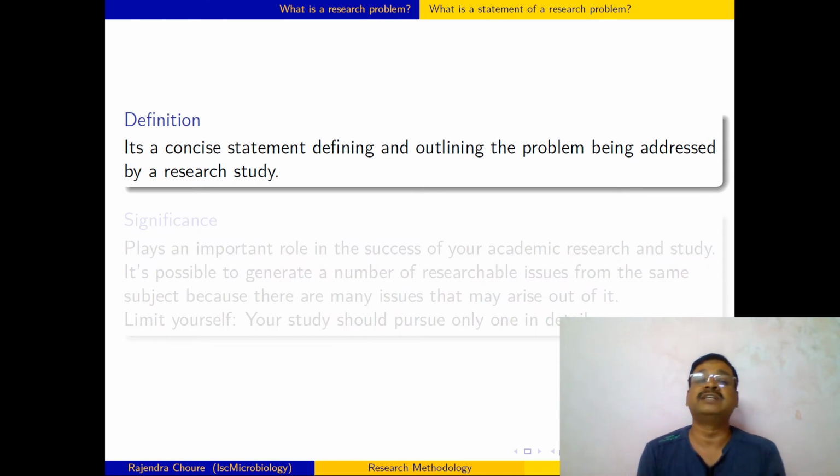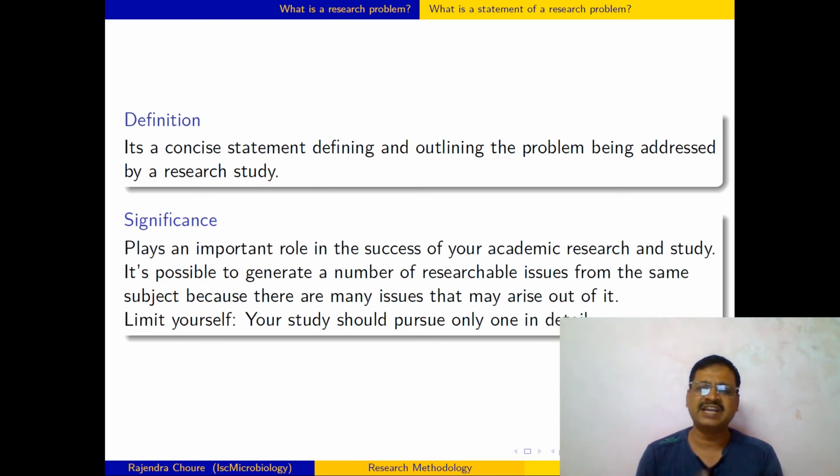Then, the definition of a research problem: it's a concise statement defining and outlining the problem being addressed by a research study. And what is the significance? It plays an important role in the success of the academic research. It's possible to generate a number of researchable issues from the same subject. If it is a broad one, many problem statements can be defined, but these many issues can be tackled separately. You have to limit yourself. Your study should pursue only one in detail so that you will be able to do justice to the work.